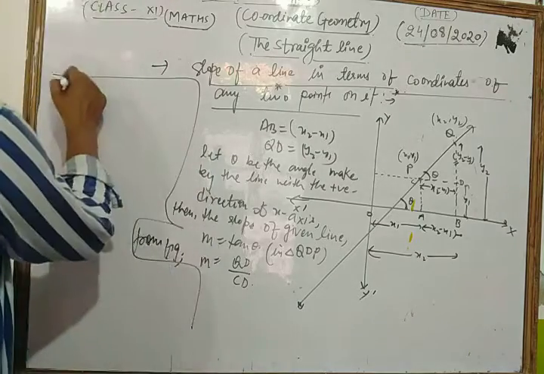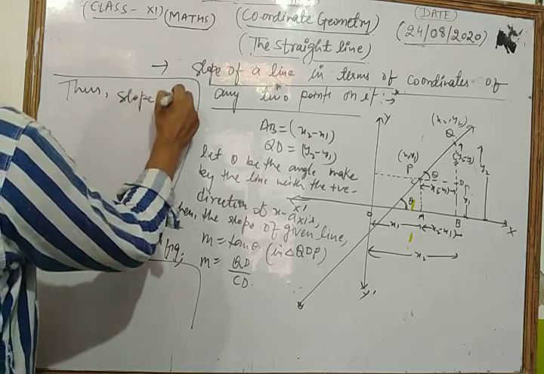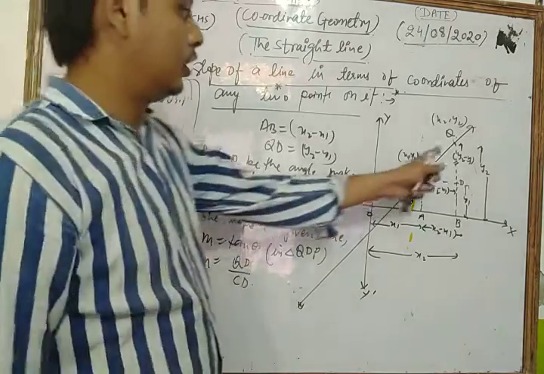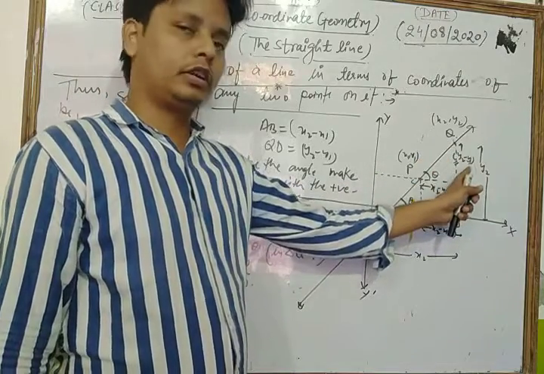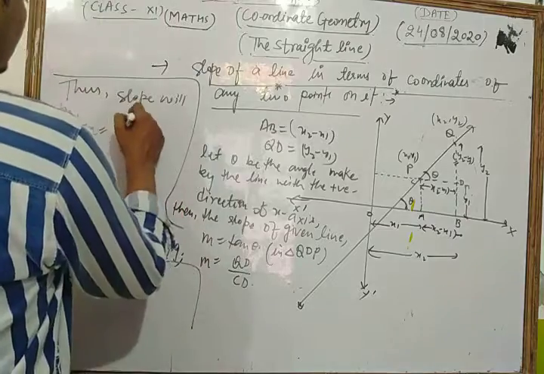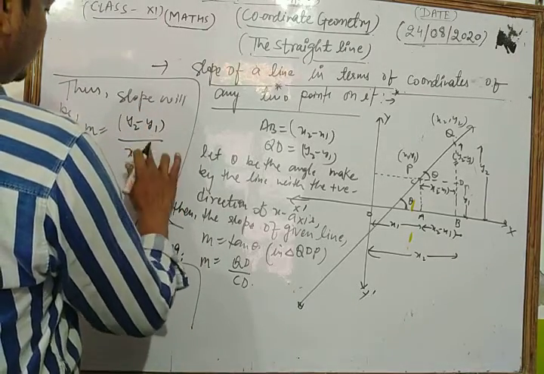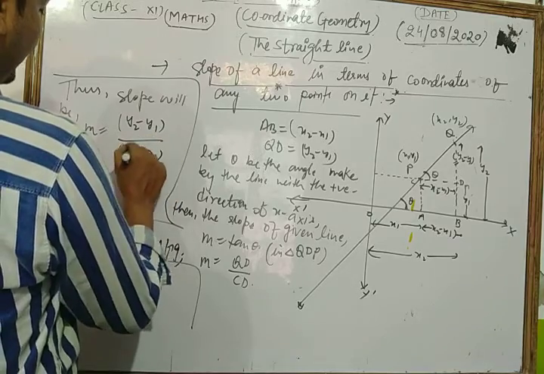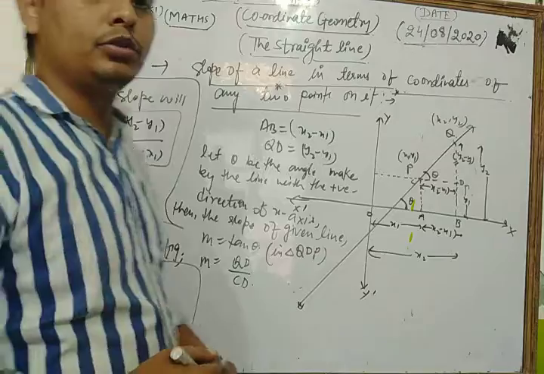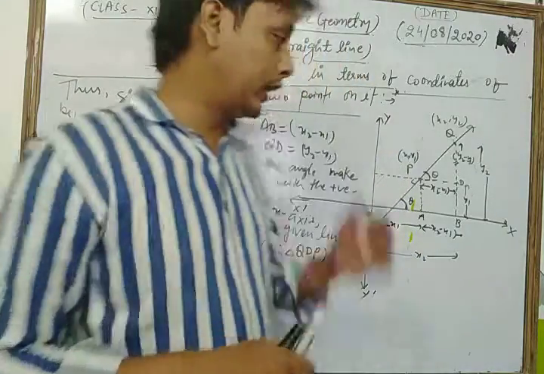Now thus the slope will be m is equal to the value of QD, which is y2 minus y1, and the value of PD is x2 minus x1. So we have y2 minus y1 upon x2 minus x1. This is another formula to find the slope of a given line.